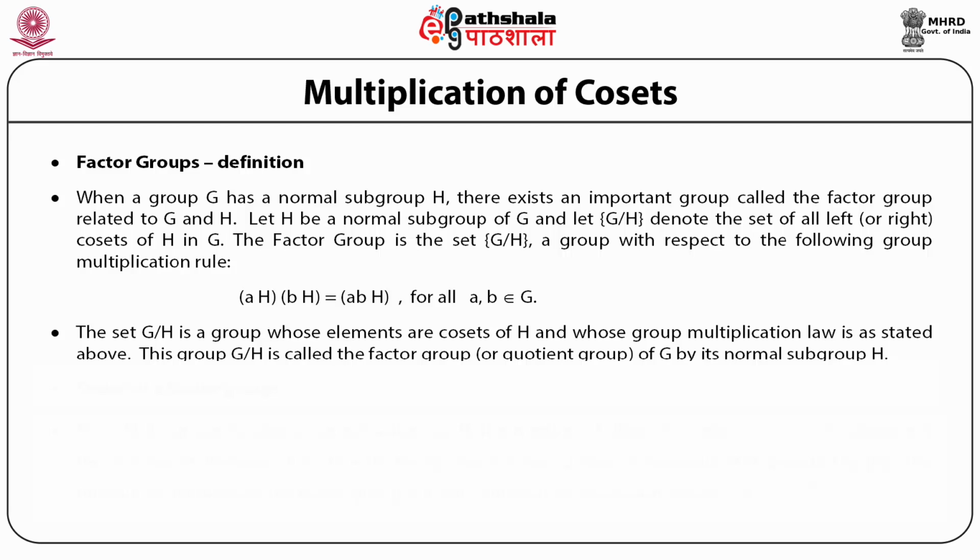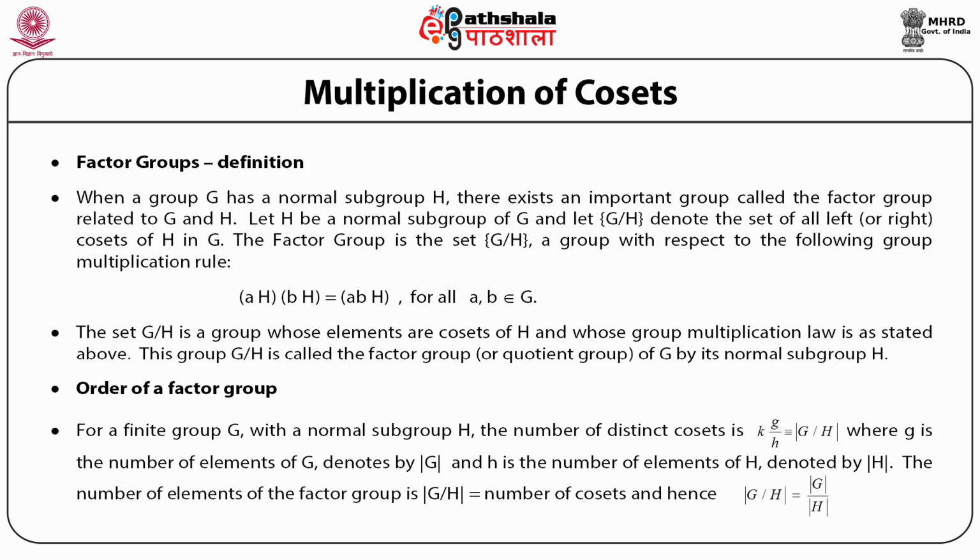For the definition of group multiplication of cosets to be well defined, we must now prove that a'H into b'H is equal to a'b'H is equal to abH is equal to aH into bH. We will now define the order of a factor group.